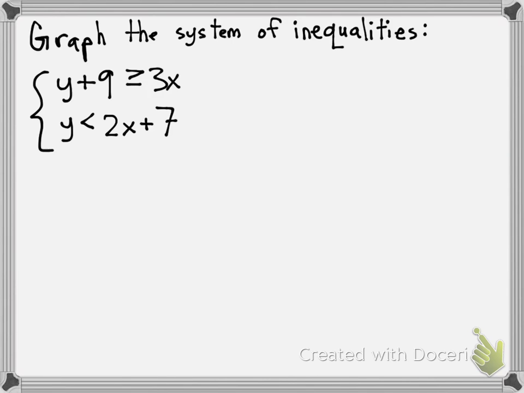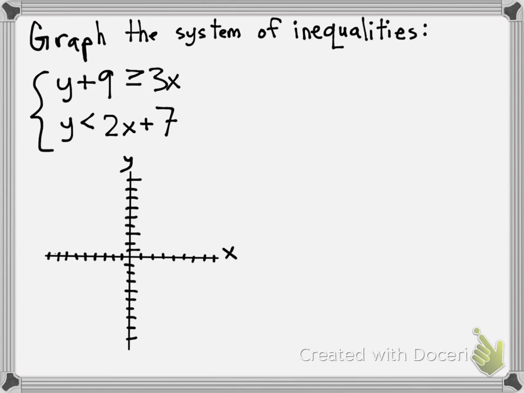For our second example, we're going to graph this system of inequalities. y plus 9 is greater than or equal to 3x, and y is less than 2x plus 7. We're going to need an x and y axis. Since we have some larger numbers, make sure your tick marks go all the way out to those larger numbers of 9 and 7.